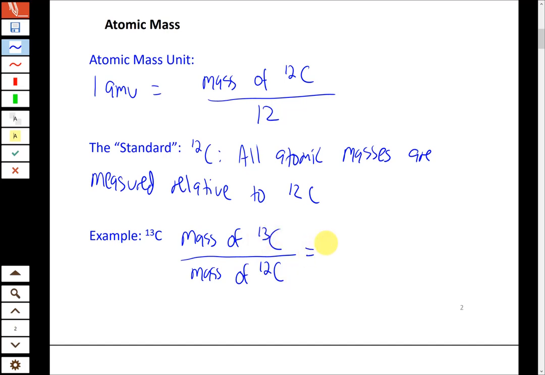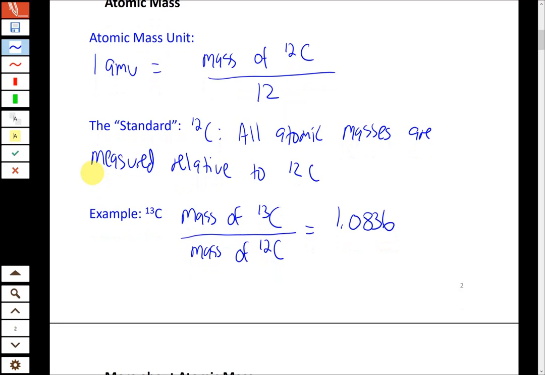So the measured ratio of these two is 1.0836. Again, that's an experimental number, not one that you can come up with any other way. And then what we do is we just do a little algebra. We multiply this times 12 to get the actual mass of C13. And what you'll notice, even for this isotope, which is very similar to C12, it's not exactly the same as the mass number. It's 13.0032 AMU, a little bit bigger than 13.